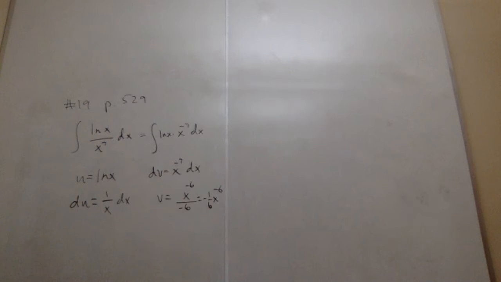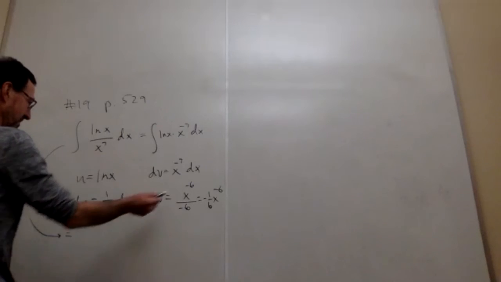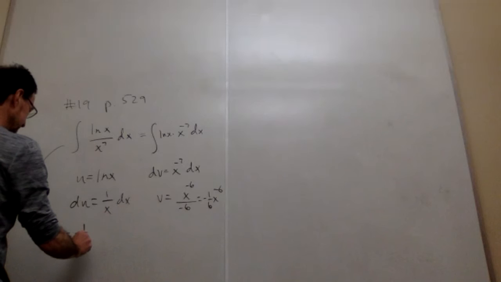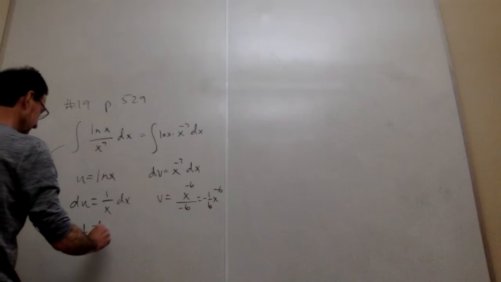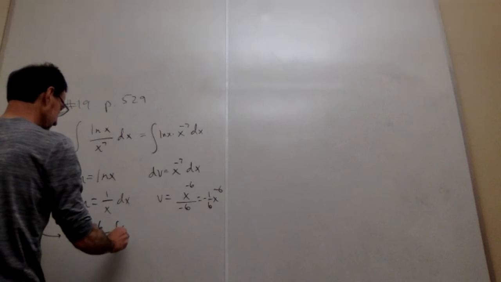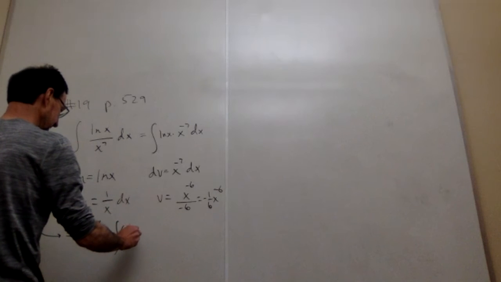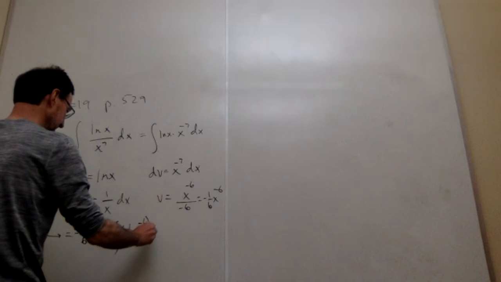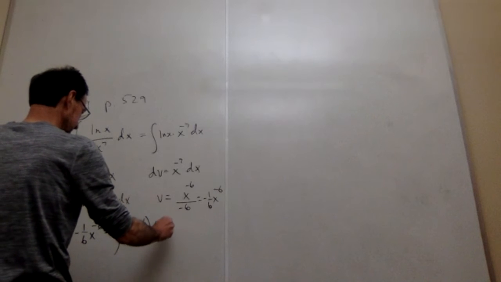Okay? Now let's see what we got. uv, minus 1/6 x to the minus 6 ln x, minus the integral of v du, which is minus 1/6 x to the minus 6 times 1 over x dx.